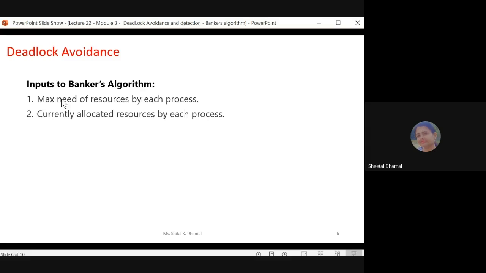So along with the maximum number of resources required to complete the job of the process, it will also inform the banker's algorithm how many resources are currently allocated to that process. Then the third input which is given to the banker's algorithm is how many free available resources are there in the system.